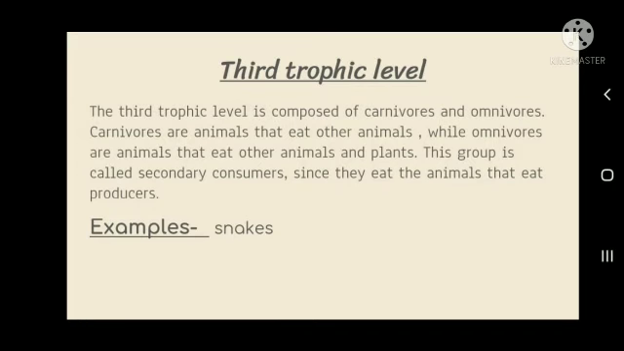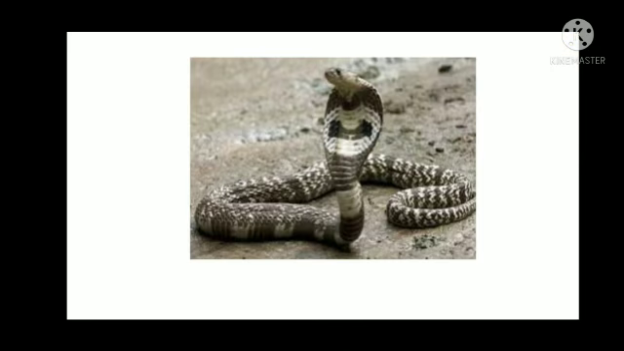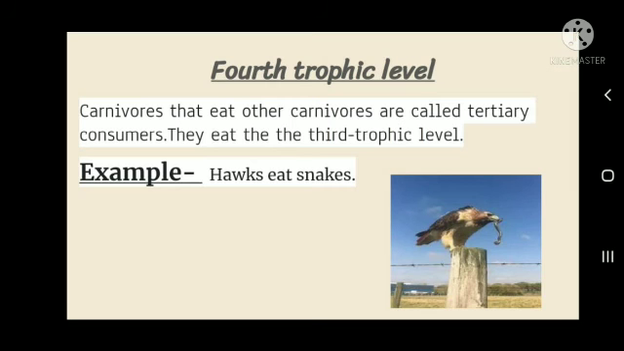The third trophic level. The third trophic level is composed of carnivores and omnivores. Carnivores are animals that eat other animals, while omnivores are animals that eat other animals and plants. This group is called secondary consumers since they eat the animals that eat producers. Snakes are one of the examples of the third trophic level.